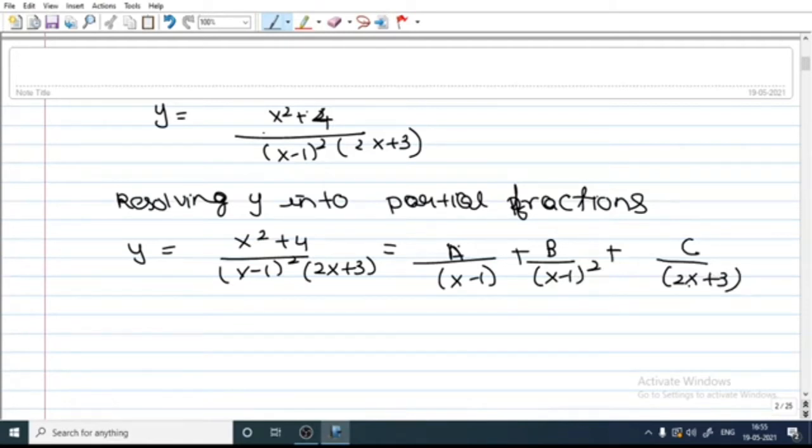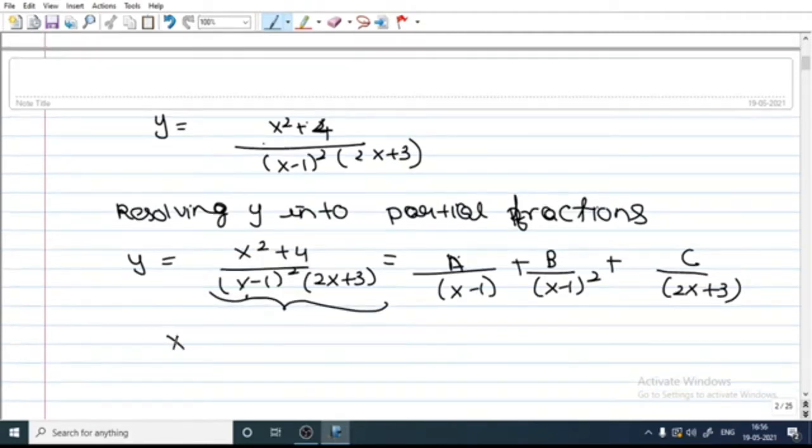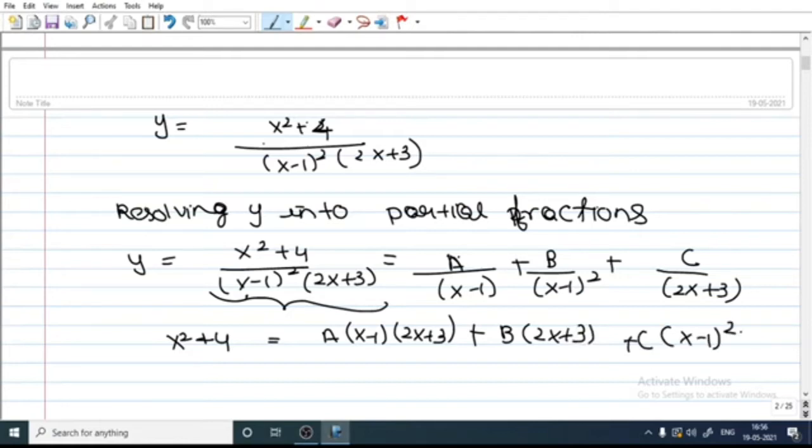That is the thing which you have learned in your class 12th. So what we are going to do is multiply throughout with the denominator and see what we get. Then we will get x square plus 4 equals a into (x minus 1) into (2x plus 3), plus b into (2x plus 3), plus c into (x minus 1) the whole square.